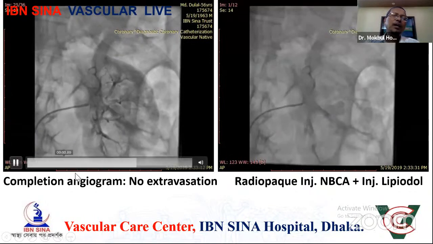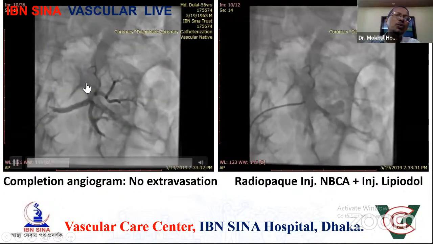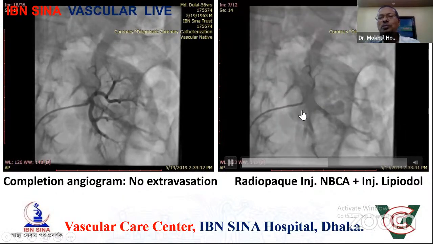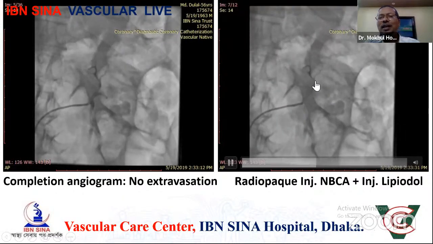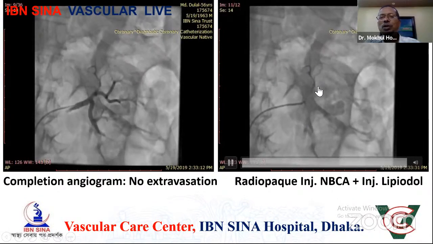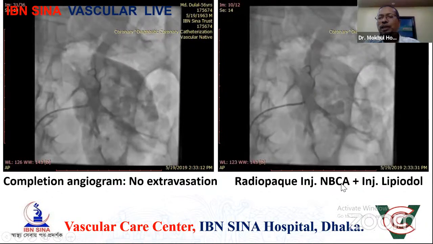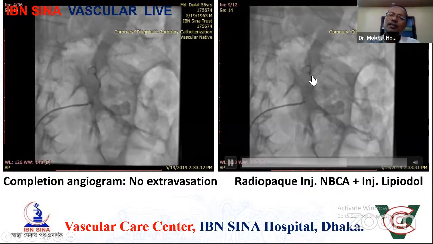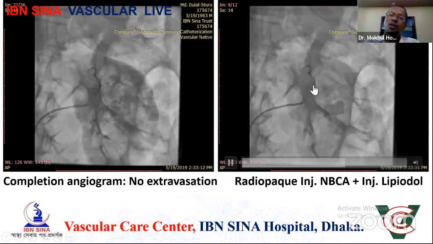So this is a completion angiogram, and there is no extravasation. In the right hand picture we can see the arterial tree. It is the radiopaque injection NBCA and lipiodol. It has occupied the vessel, so this artery is already occluded.